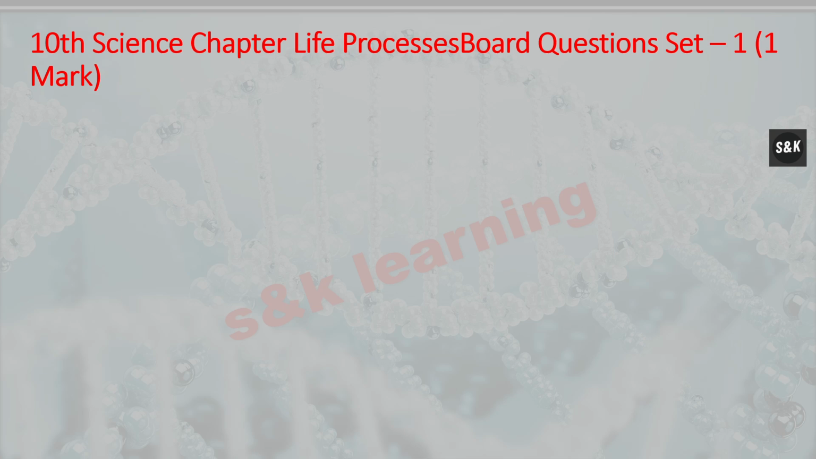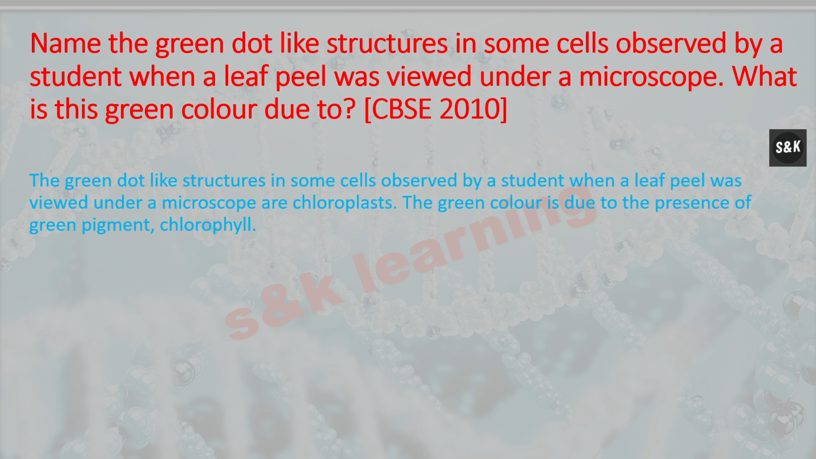Class 10th Science, Chapter Life Processes, Board Question Set 1, 1 mark. Question: Name the green dot-like structure present in some cells observed by a student when a leaf peel was viewed under a microscope. What is this green color due to? Answer: The green dot-like structures are chloroplasts. The green color is due to the presence of the green pigment chlorophyll.